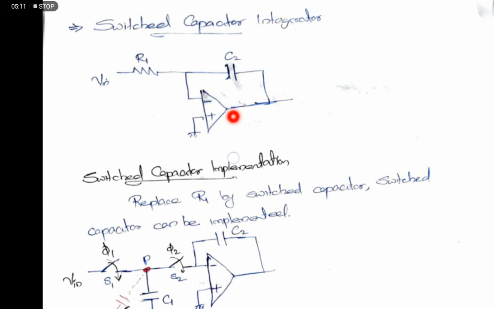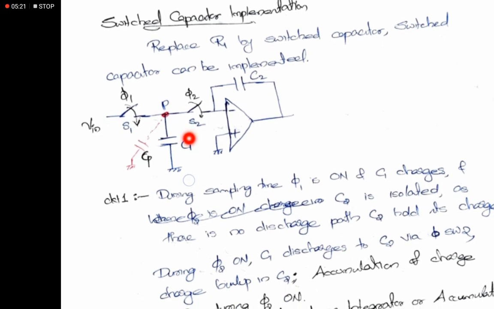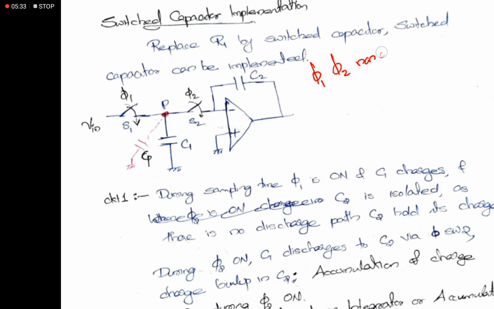So in this circuit, if R1 is replaced with a switched capacitor, it will become a switched capacitor integrator. So here we can replace that resistor using a capacitor C1 and two switches S1 and S2 with the control signals phi 1 and phi 2. Phi 1 and phi 2 are non-overlapping, and the time period T1 of phi 1 and phi 2 is less than, or approximately equal to, T by 2.